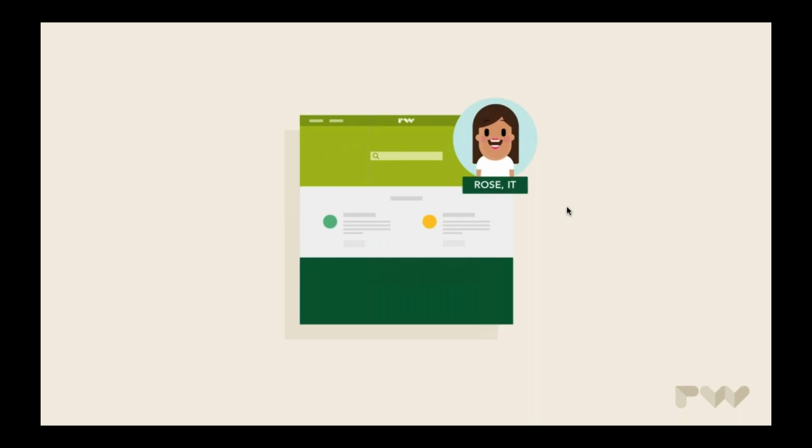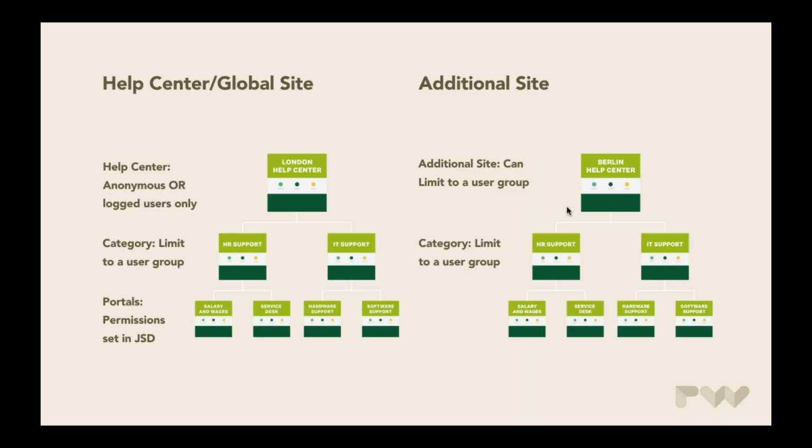So a very easy example is Rose here from IT. She only cares about information that concerns her team and her department. She doesn't care about what's happening in the HR department. So we want to make it so Rose is engaging with the IT content. And this is possible on a number of levels. So here's the overview of view permissions and how they work.